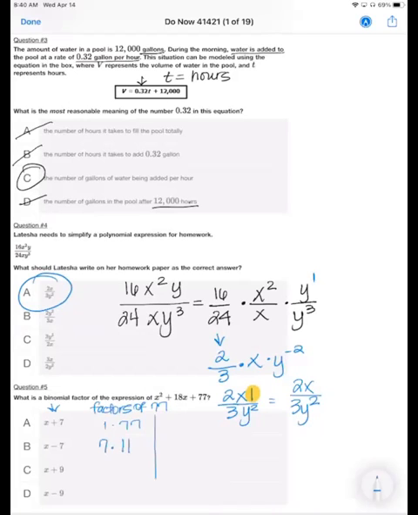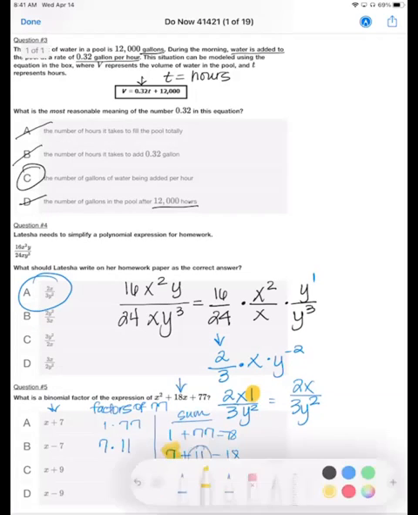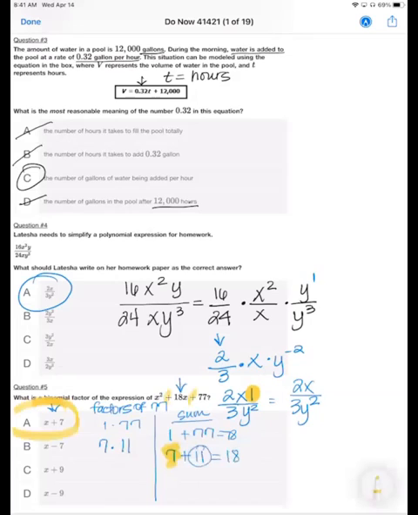But what can we add? What would be the sum? So if we say 1 plus 77, that's going to give us 78. But if we say 7 plus 11, that's going to give us 18, and that's what we need, 18. So if we're looking at our choices, we don't see any 11s anywhere. So we need to look for the positive 7 because they're both positive numbers. All of these are positive numbers. So A would be our answer.